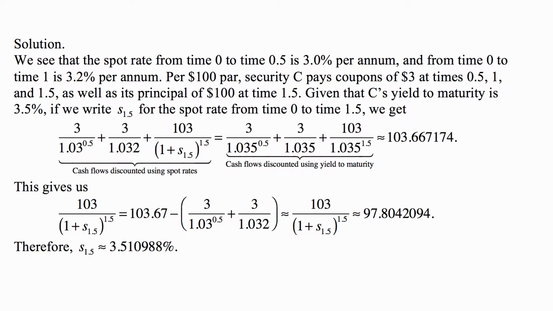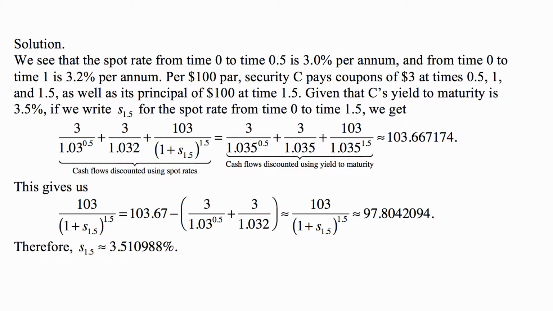So immediately, as I said, we see that the spot rate from time 0 to time 0.5 is 3% per annum. It's the annual rate, even though it's a half-year bond, but the rate is annualized. That's how it's presented in the problem. And from time 0 to time 1, it's 3.2% per annum. If we assume $100 par, then security C pays coupons of 3 at times 0.5, 1, and 1.5, as well as its principal of 100 at time 1.5.